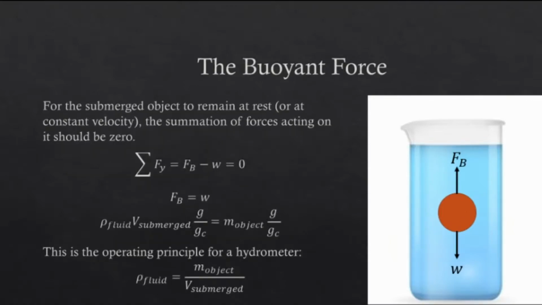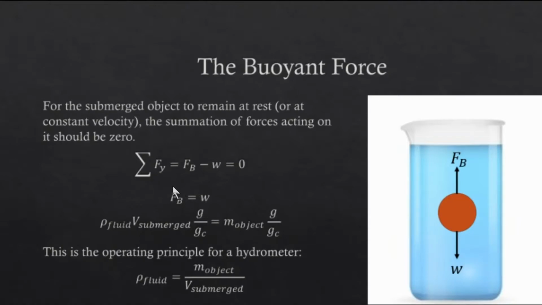If we perform the force balance on this object at rest or at constant velocity, meaning it's at equilibrium, the summation of forces acting on it should be 0. Therefore, the summation of forces acting along the y, or the vertical direction, is equal to positive buoyant force, which is acting upward, minus weight, which is acting downward, and that's equal to 0. Rearranging this equation, we get that the buoyant force is equal to the weight of the object at equilibrium. That means that this object is not moving.